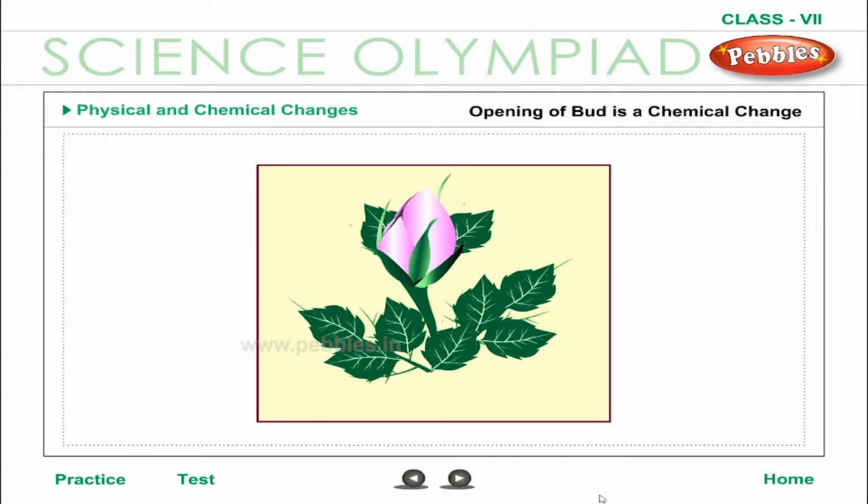Opening of bud is a chemical change. Observe a few buds on a plant in your surrounding for a few days. Buds may give rise to flower. Once the flower is formed from the bud, it is not possible to reverse the process. It is concluded that opening of bud is a chemical change.